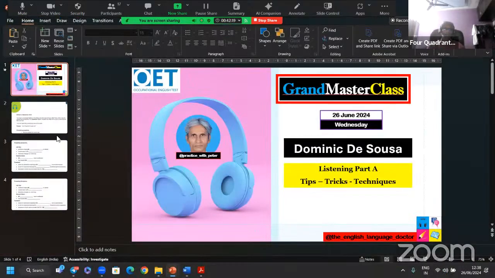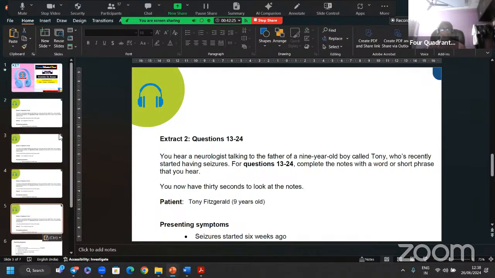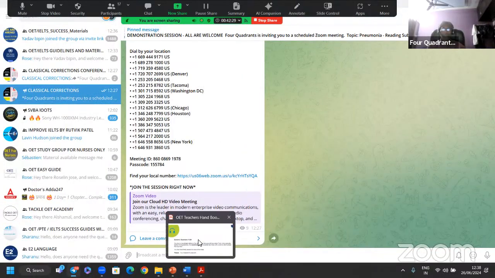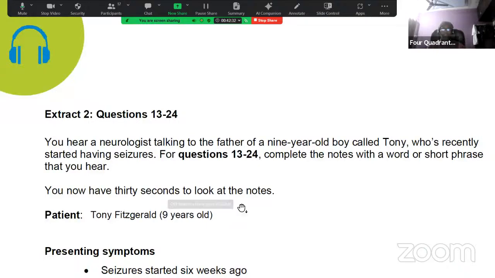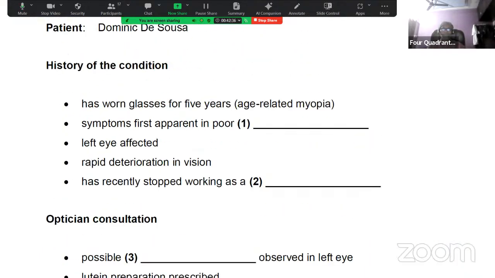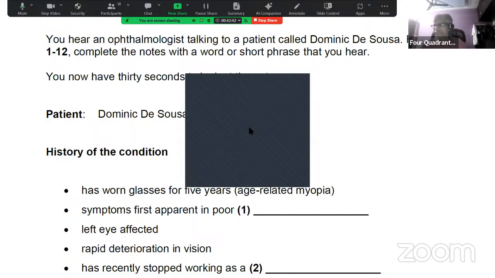Now, I'll give you, so by mistake, I have taken the second extract. I should have taken extract 1, but by mistake, I took extract 2. Okay, no problem. Yeah. So this girl is here. What is this girl's name? Sakshi. Sakshi, are you there? Sakshi.